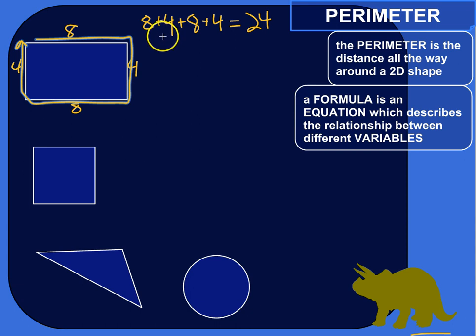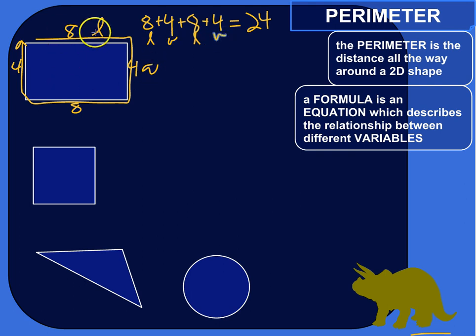But let's see some patterns here. If we call 8 the length of the rectangle and 4 the width, actually, to me, I would call that the height, but that's confusing because when you want to talk about a three-dimensional shape, you can talk about height. So this is traditionally called the width of the rectangle. So if you notice a pattern here, 8 is the length, and 4 is the width.